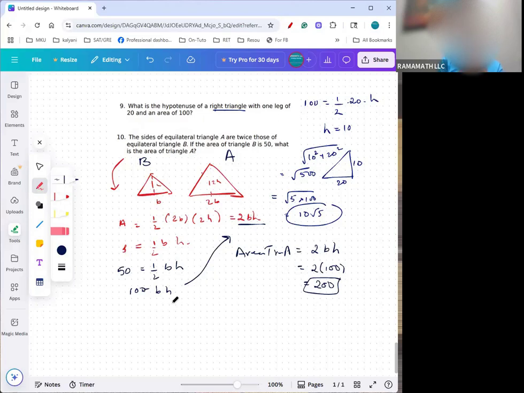Good. Make sense? Mahita, can you explain it to us? What did we do on the screen? The smaller triangle, the equation for that is 1/2 BH. And because the second one is twice as big, the equation for that would be 2BH. Yep. And if you put the area in as 50, you can isolate base times height, which is 100, and then you plug that into the second equation. So when you do 2 times 100, which is base times height, you get 200. You got it. Okay. Very good. Good.